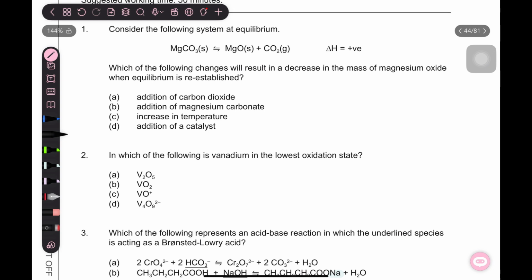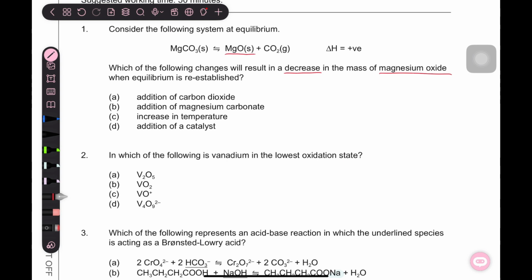Upon reading this question, there's some key things that I would first recognize, which is that there is a decrease in the mass of magnesium oxide. And I've quickly recognized that this species here is the magnesium oxide in solid form. So I'm going to go through all the options.